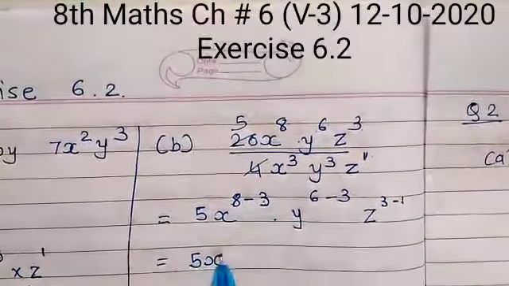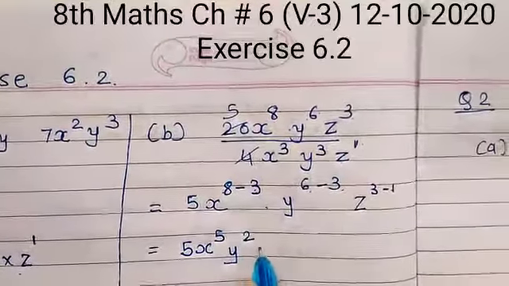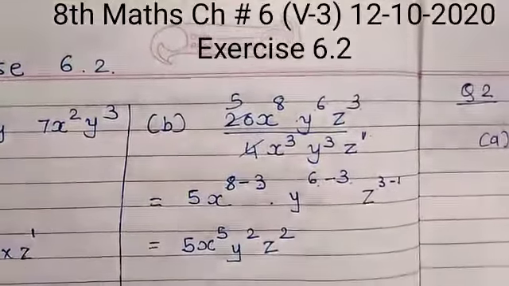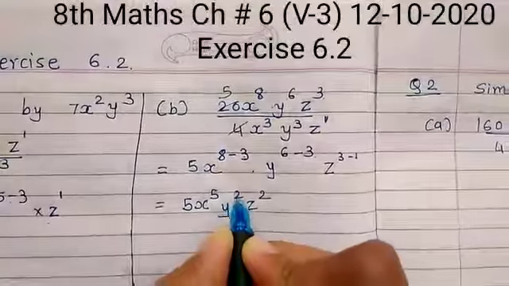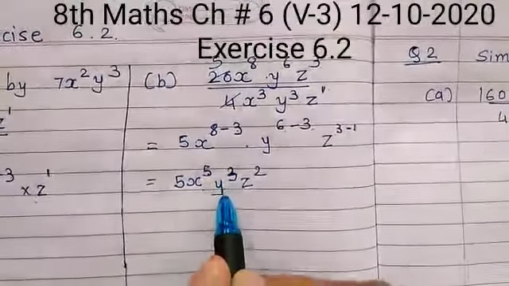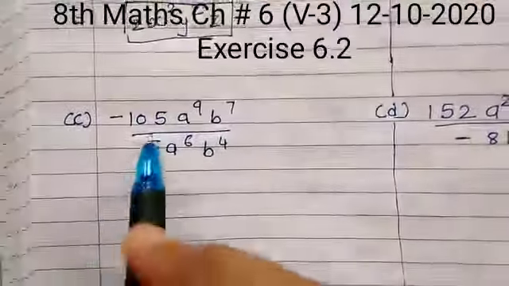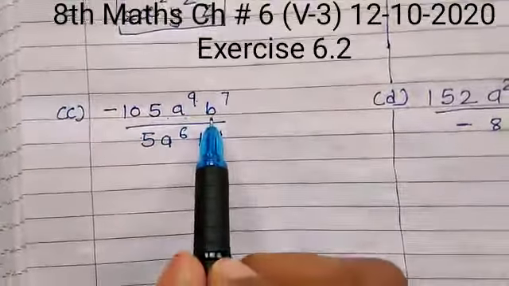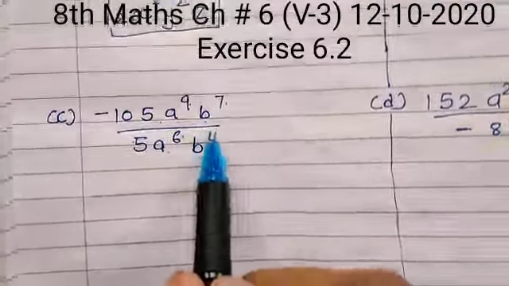x 8 minus 3 is equal to 5. y raised to 6 minus 3 is equal to 2, and z 3 minus 1 is equal to 2. That is our final answer. Here 6 minus 3 is equal to what, students? 3 will come, right? So 5 x raised to 5 y raised to cube and z raised to square is our final answer. Now C number: minus 105 a raised to 9 and b raised to 7 is given. We have to divide it by 5 a raised to 6 and b raised to 4.